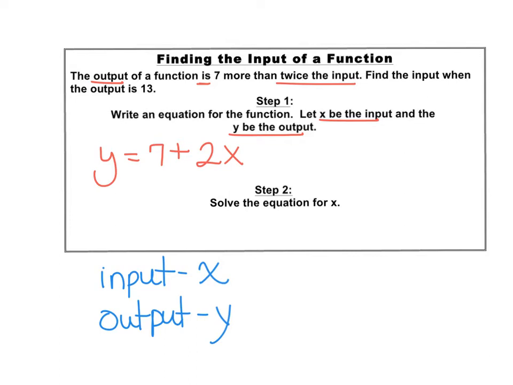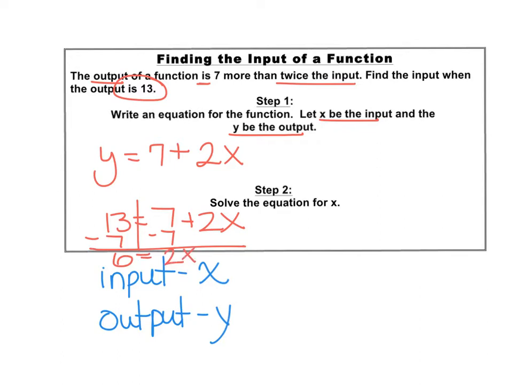Now we need to solve the equation for x, because it's telling us that our output is 13. So I'm going to replace the y with a 13, and now I've got my equation that I can then solve. So I have 13 is equal to 7 plus 2x. I'm going to subtract 7 from both sides, giving me a 6 is equal to 2x, and then I'm going to divide by 2. So x is going to be 3. So when the output is 13, the input is 3.